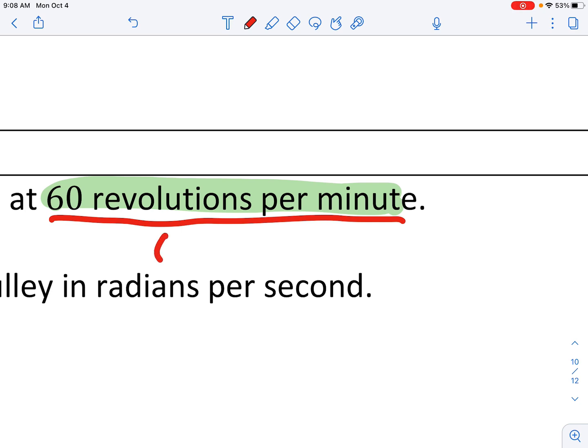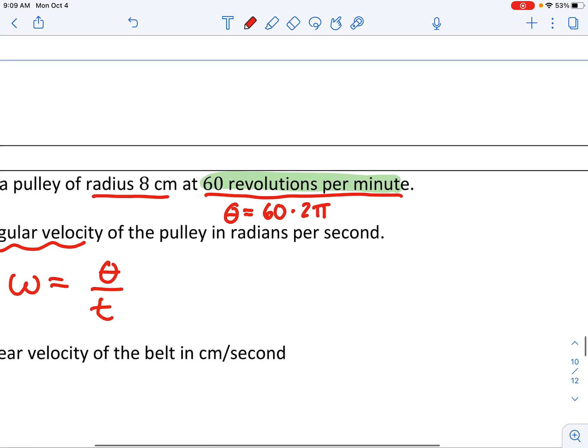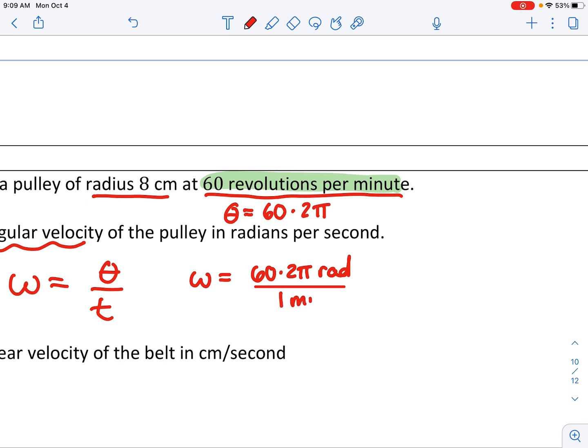So if we want to think about that in angle, it goes around a circle 60 times, so 60 times our 2 pi, because 2 pi is the radians per circle. And that's going to be our conversion for our angle. So we will have our angle is 60 times 2 pi. So our angular velocity is 60 times 2 pi, and that is going to be our radians, and it says it's per minute, so per 1 minute.